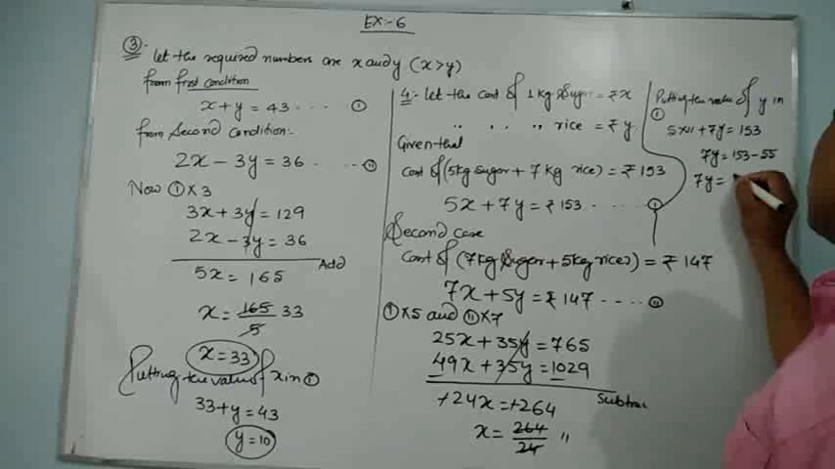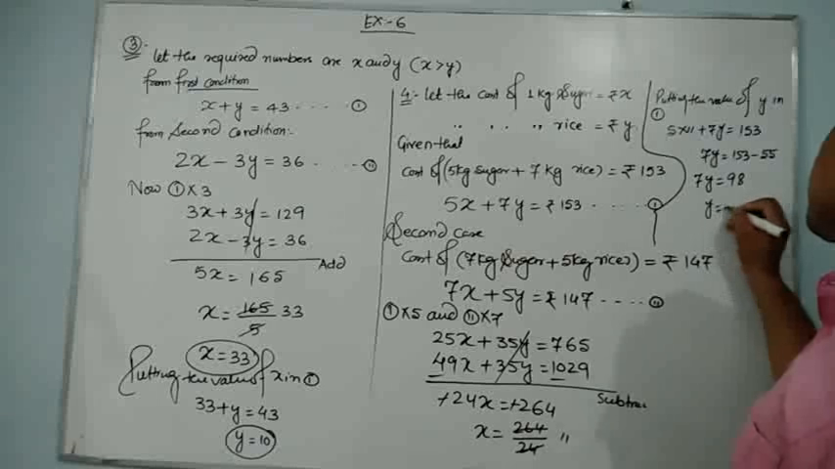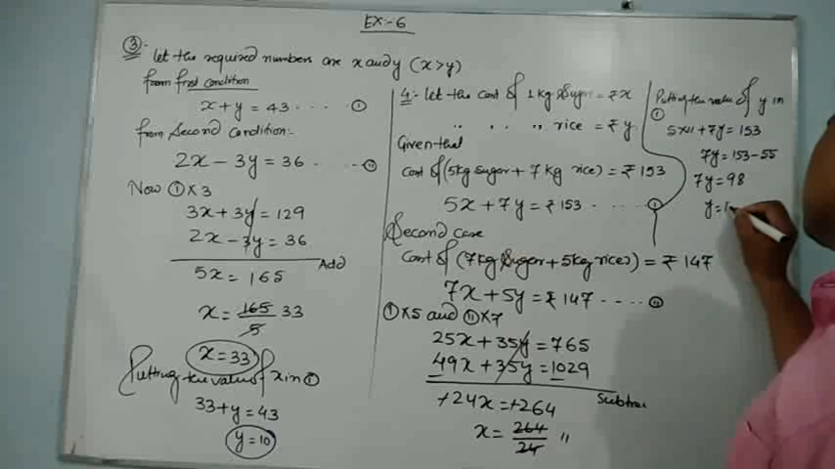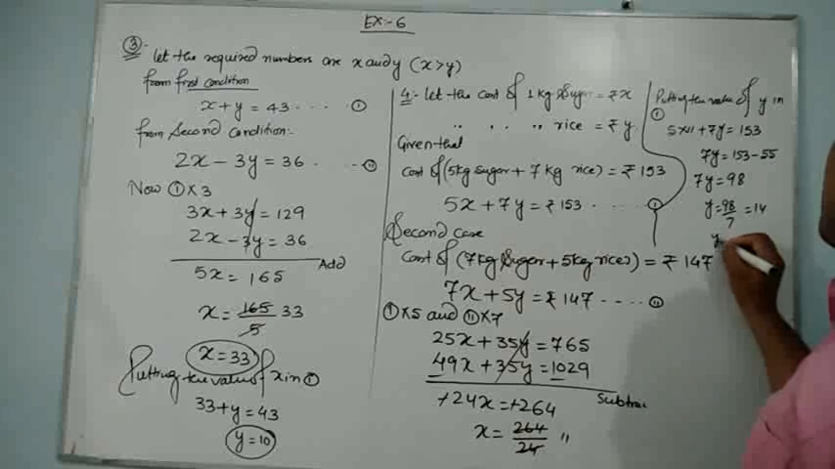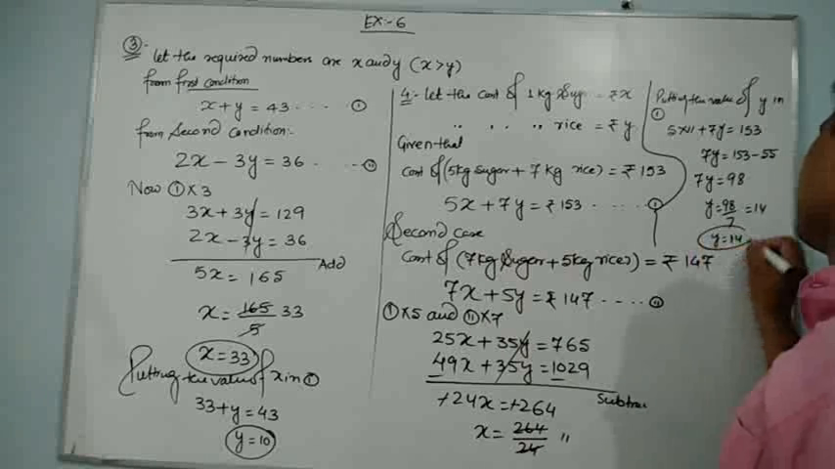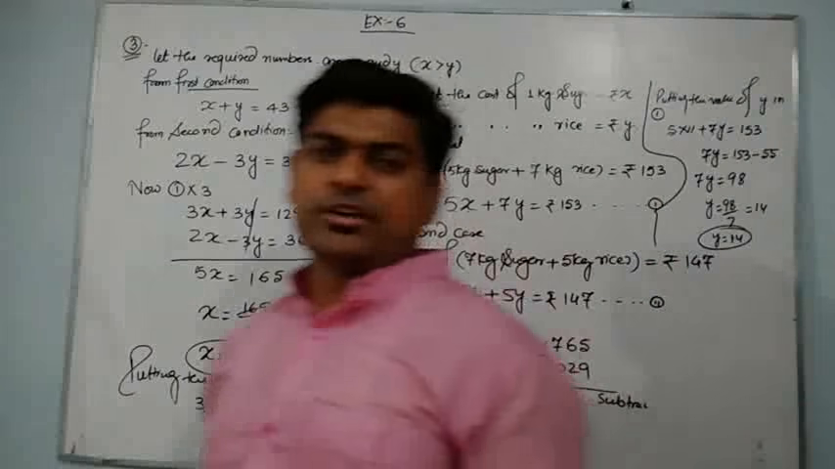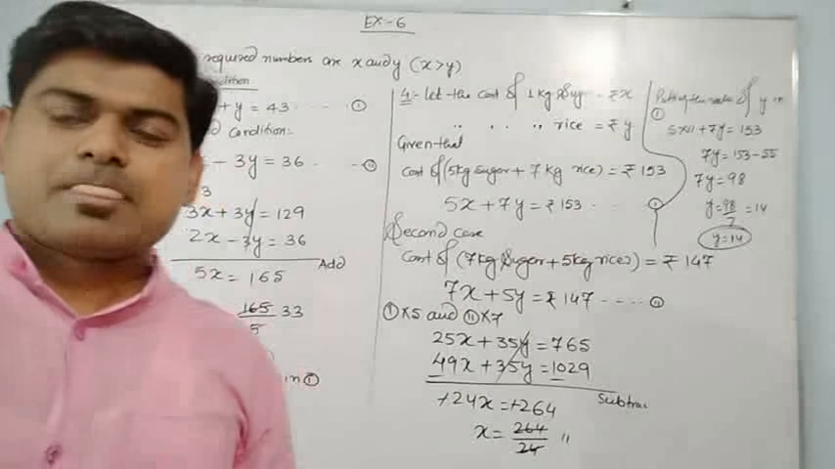7y is equal to 98. Y is equal to 98 upon 7, that is equal to 14. Y is equal to 14. Now, we had got the value of x and y, but problem is there.